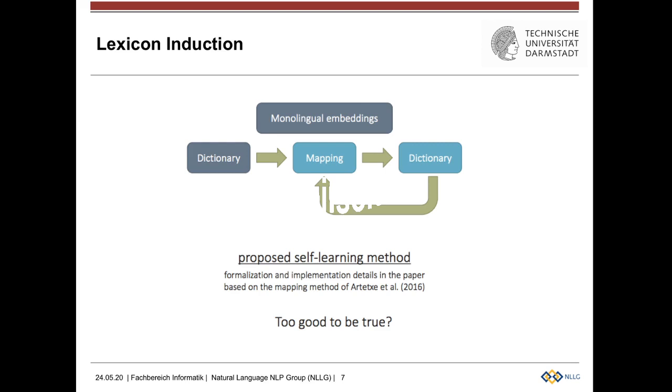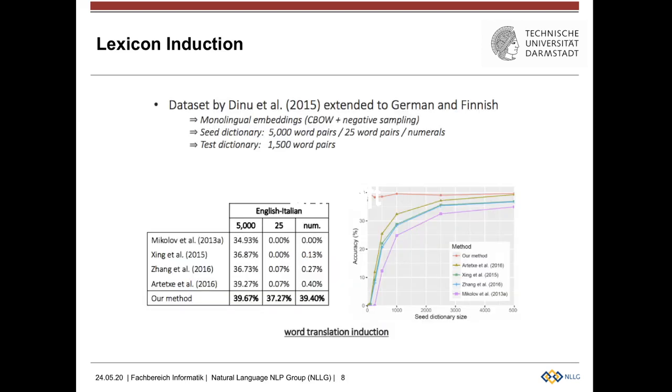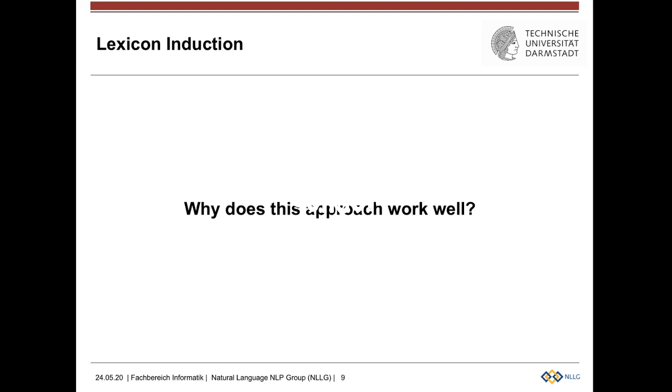In the experiments, they also showed that the proposed method trained on even 25 English and Italian word pairs, or trained on identical words, can achieve results as good as the method trained on 5,000 word pairs. This is quite an exciting result, which triggers us to ask why this approach works so well.